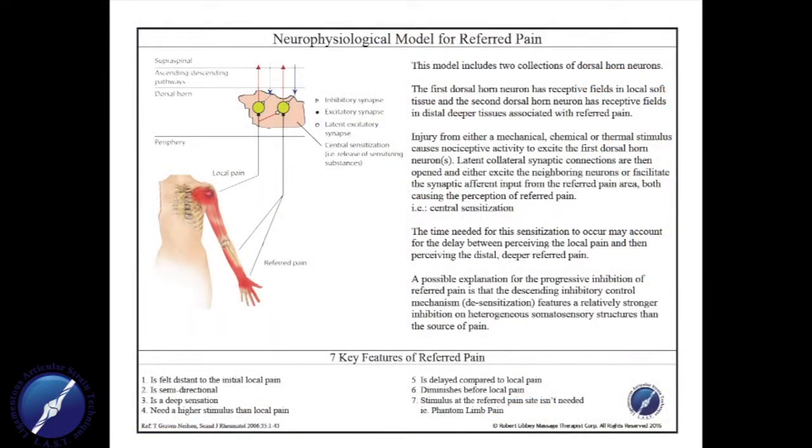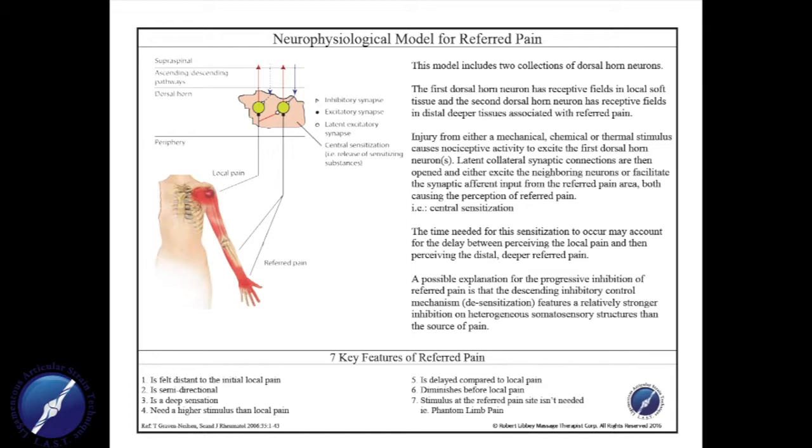And in this sheet, there are 7 key features of referred pain. The first one is that referred pain is felt distant to the initial local pain. So, you know, if I initially have local pain in my shoulder, the referred pain is always felt distantly. It is semi-directional, so it only goes one way. It's usually a deeper sensation than what the local stimulation is.